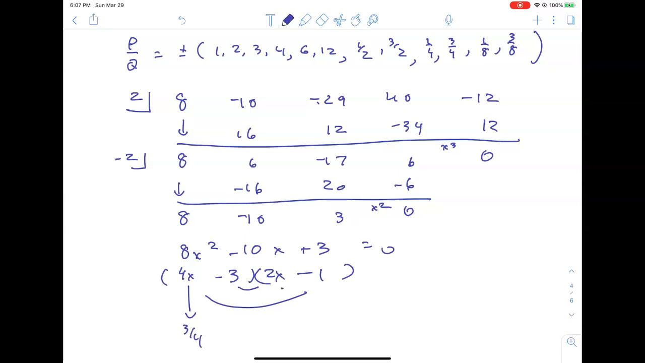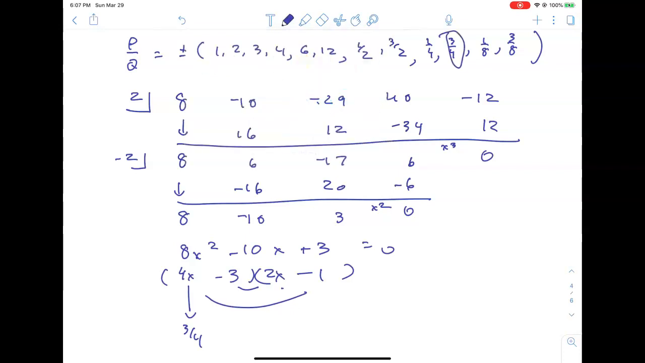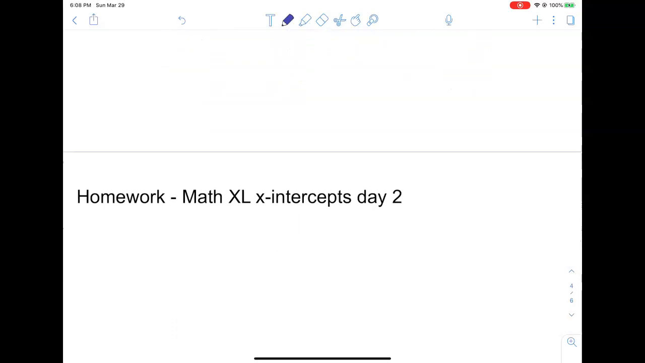and 3/4. I think that was on the list. Yeah, there it is. Okay, and 1/2. And I do believe that was on the list as well. All right, and then the plus or minus 2 are the others. All right, so my x-intercepts are plus or minus 2, 3/4, and 1/2. 4 x-intercepts.